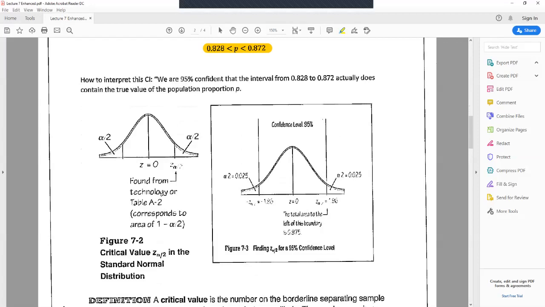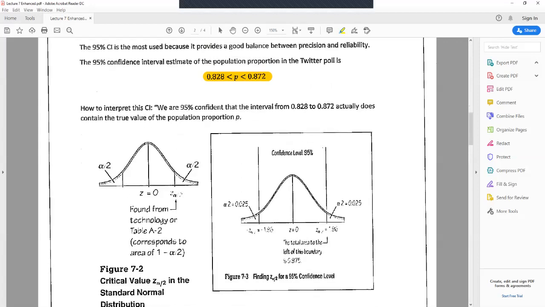So how do we interpret confidence intervals? Well, if you refer to the highlighted region, and we want to wrap this up with a concise statement, we would say that we are 95% confident that the interval from 0.828 to 0.872 actually does contain the true value of the population proportion P.